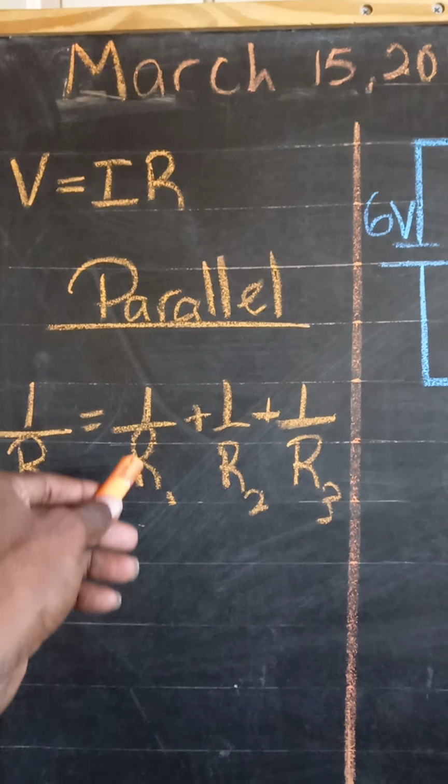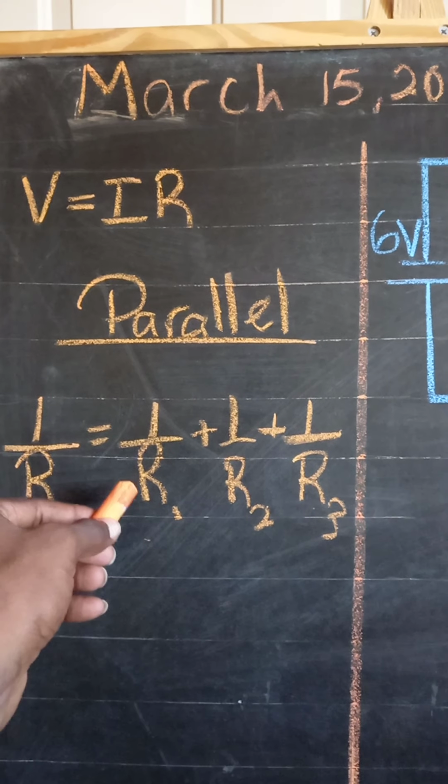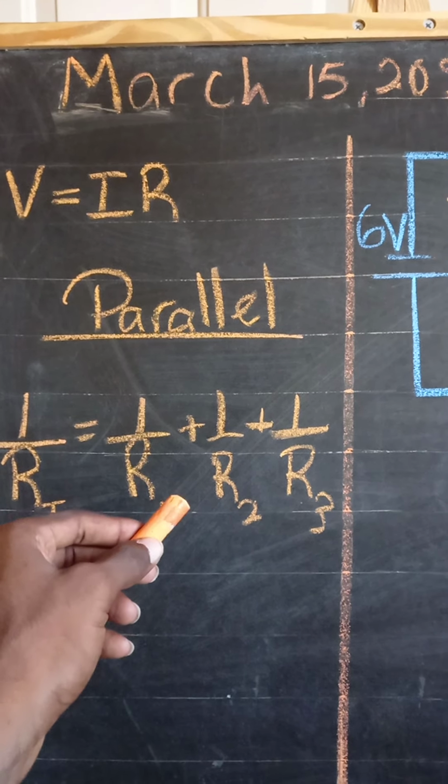I am going to use 2, 4, and 6 as my resistance values.